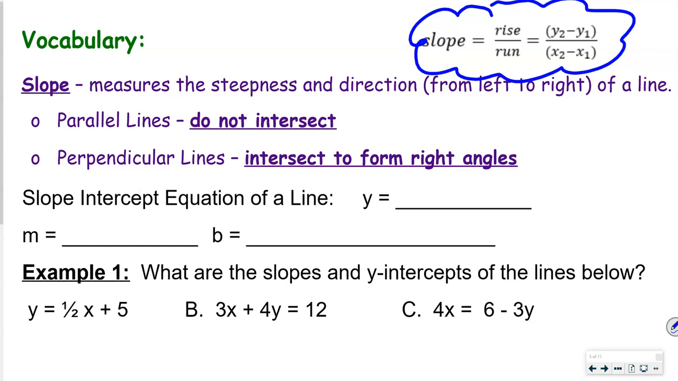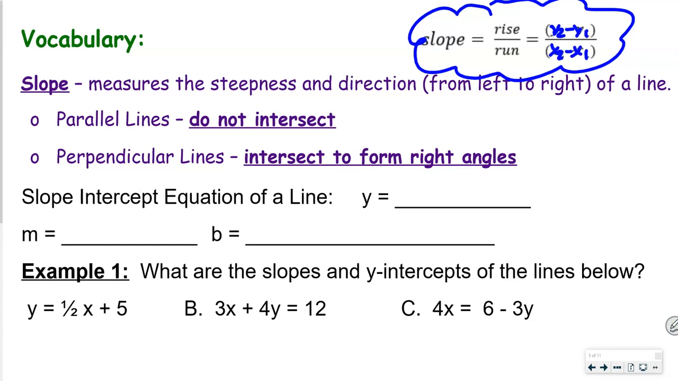Parallel lines do not intersect. Oh, let me go back up to slope for 1 second. So notice here we have y2 minus y1 over x2 minus x1. And that's because we would have had 2 points, x1 comma y1 and x2 y2, and between those 2 points we can then determine what kind of line is formed and the slope of that line.